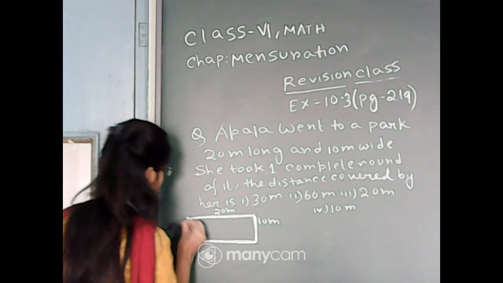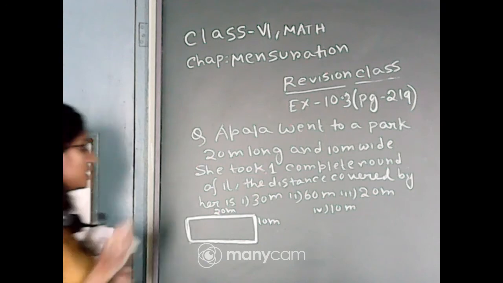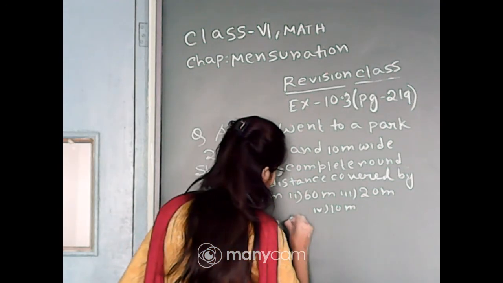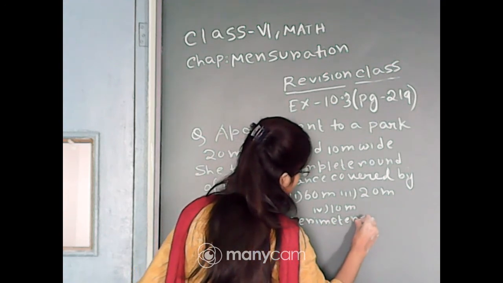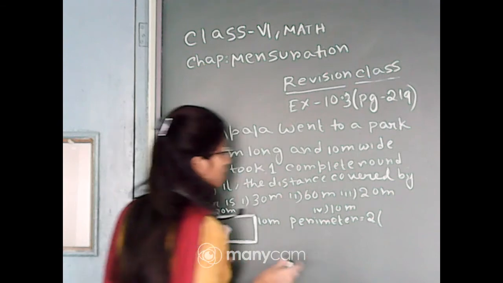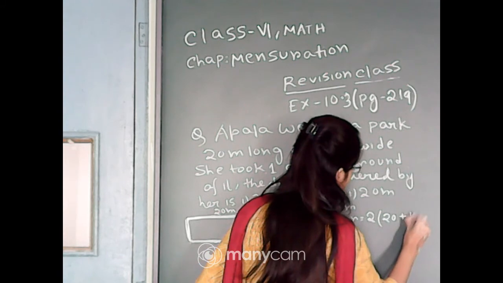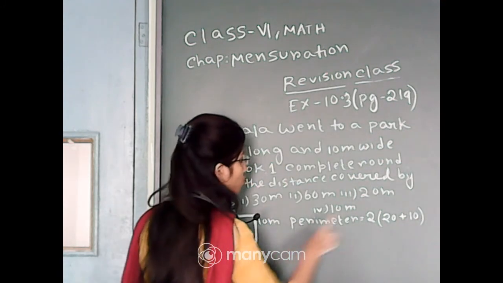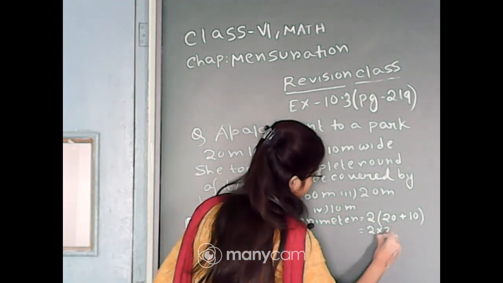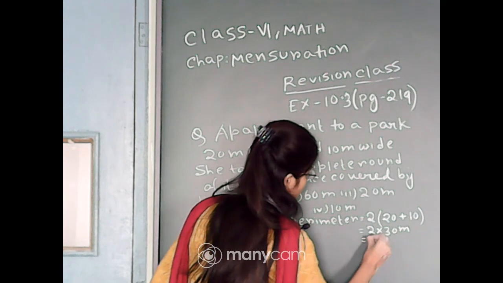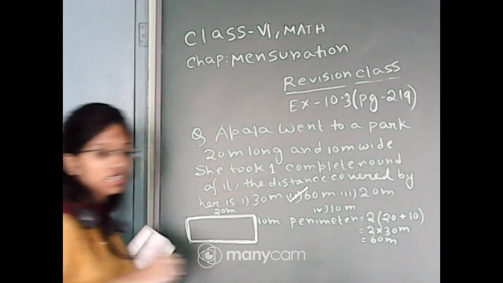So we find out the perimeter of the park. Okay, we find out the perimeter of the park, and perimeter is equal to 2 into length plus breadth, isn't it? Here length is 20 and breadth is 10, and therefore this is equal to 2 into 20 plus 10, that is 2 into 30 meter, and the answer is 60 meter. So the option 2 is correct.